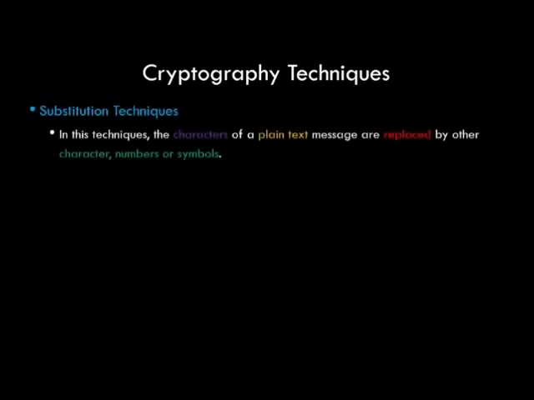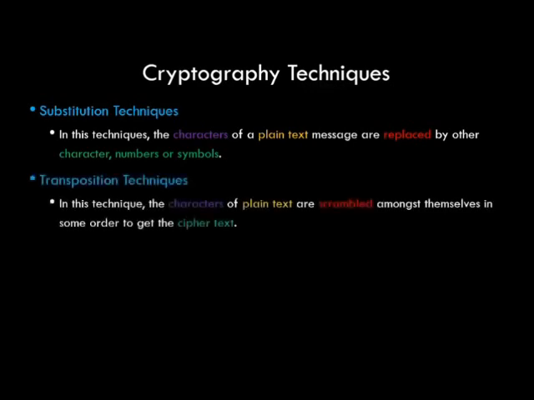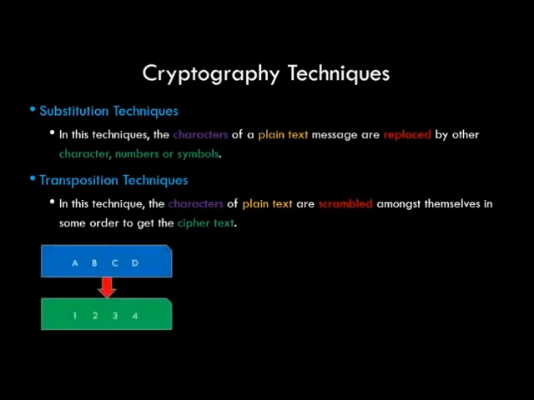Now we can understand the cryptography techniques. First is the substitution technique. In this technique, the characters of a plain text message are replaced by other characters, numbers or symbols. Second is the transposition technique. In this technique, the characters of plain text are scrambled amongst themselves in a different order to get the ciphertext.